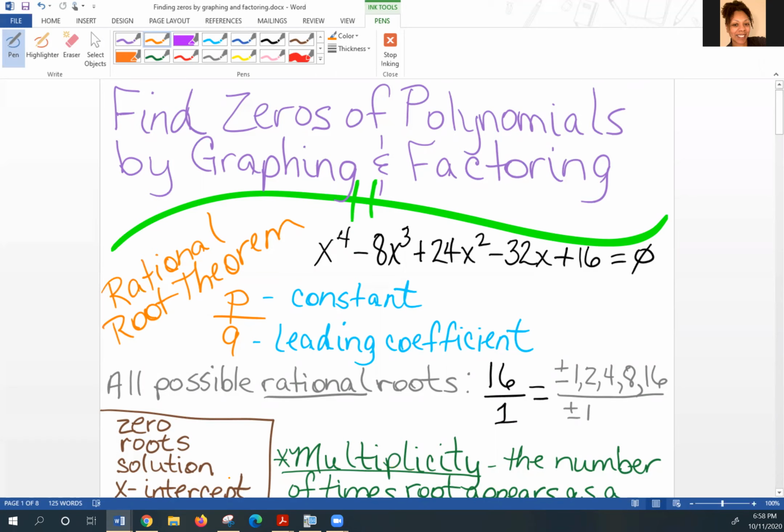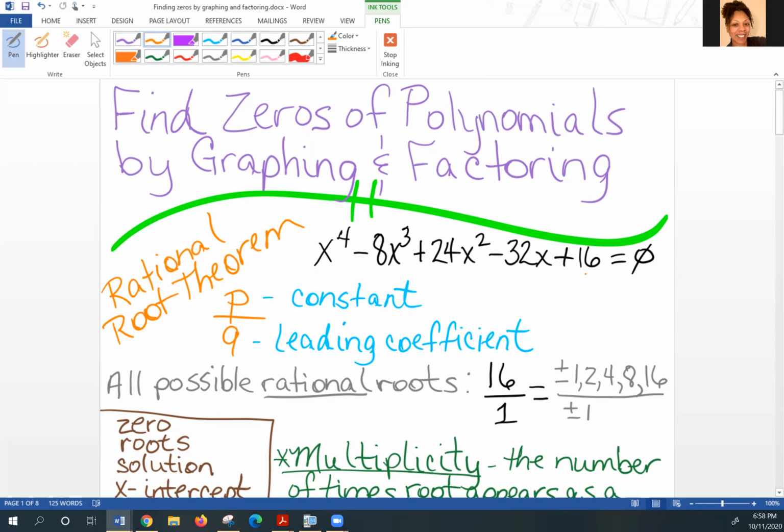And finally, if I am given a polynomial that looks like the one that I'm pointing to right now, you might want to use something called the rational root theorem to determine what factors could possibly make up, well, how to find your zeros for this polynomial. So the rational root theorem finds all your possible rational roots. The way that you would look for that is you would look for P over Q.